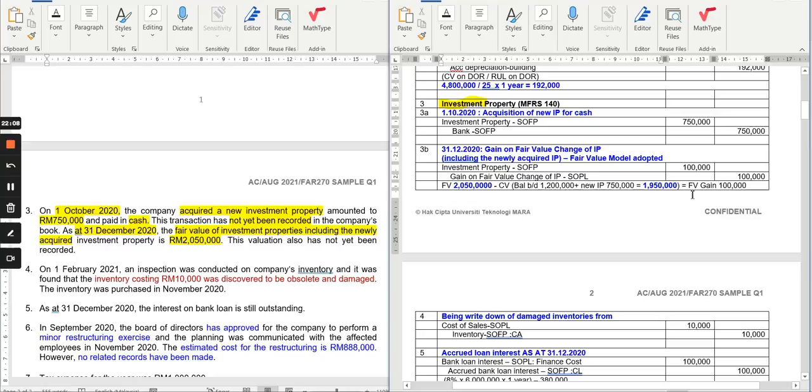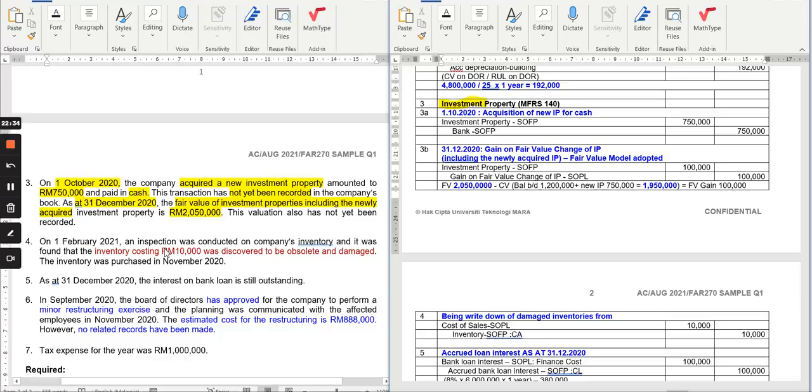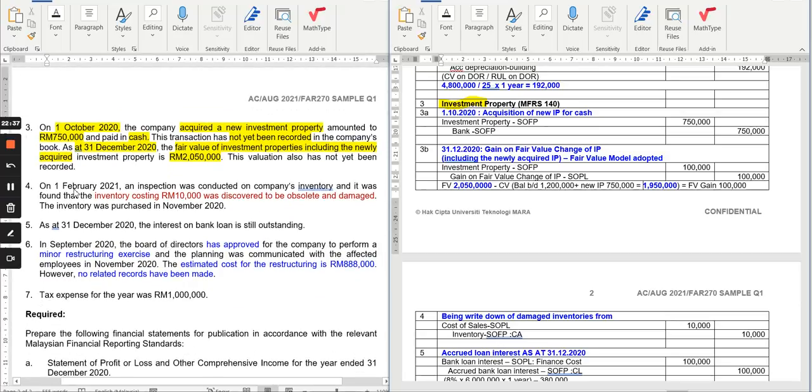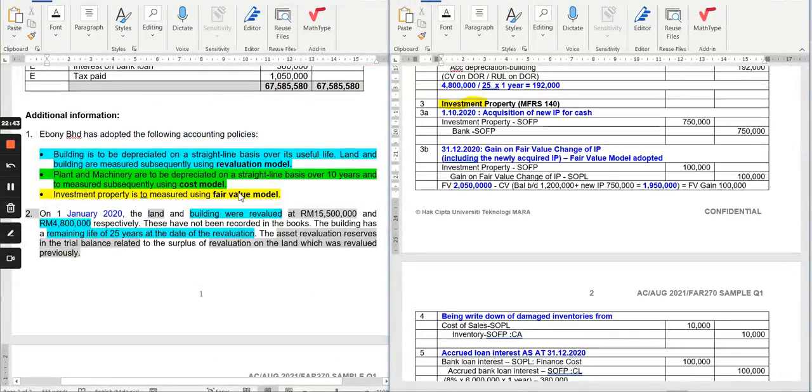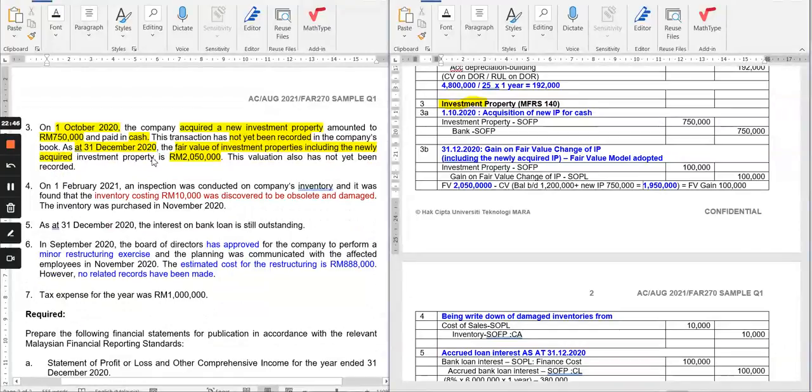So debit investment property 100,000 with the gain on fair value change, the increase in fair value of IP, 100,000. And remember, your IP later that will be shown in your statement of financial position will no longer be 1950, it will be 2050, the fair value. There is no depreciation for you to adjust. Do not adjust depreciation. This is using fair value model. How do you know? Here, this is the information telling that it is using fair value model. But if it's using cost model, yes, you need to go and adjust the depreciation.